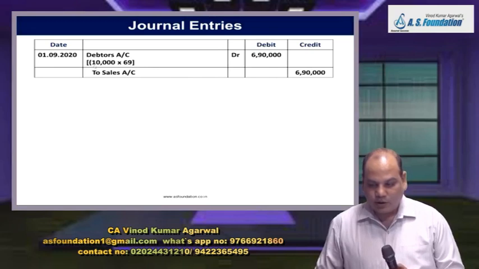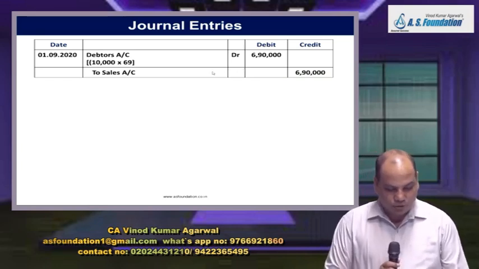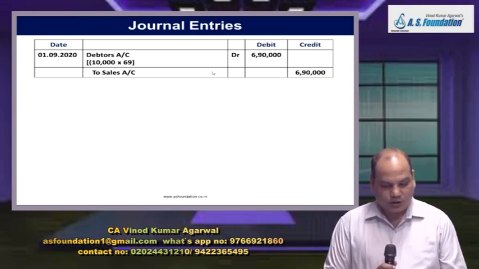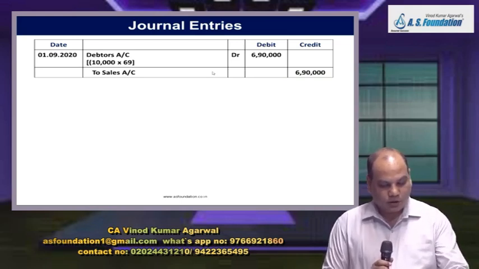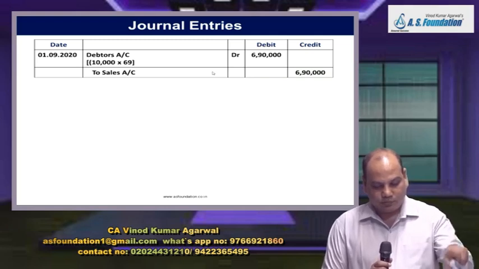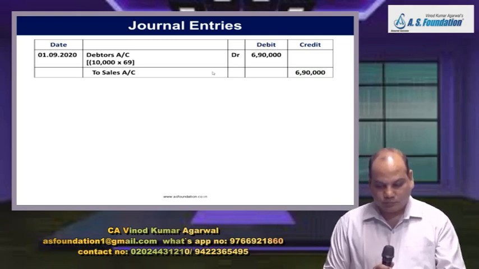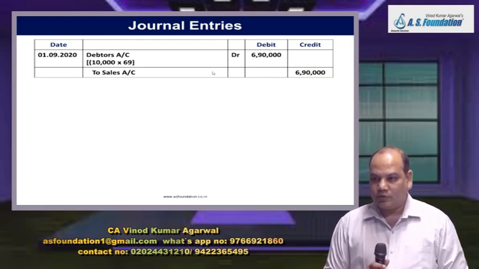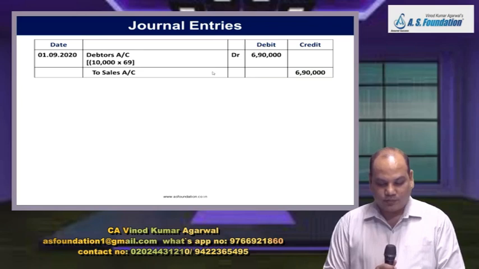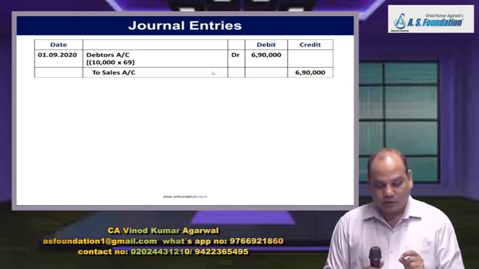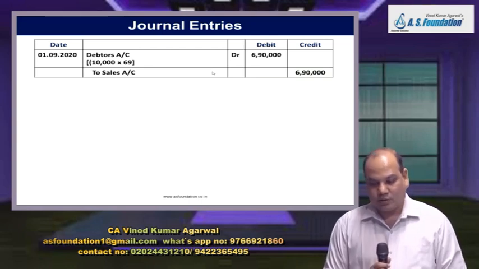Come to next entry 1/9/2020. Debtors account debit to sales account. 10,000 into 69. How much is that? 6,90,000? Yes. But the answer is not over. They have given you one last line which says closing rate is 70 rupees per dollar.